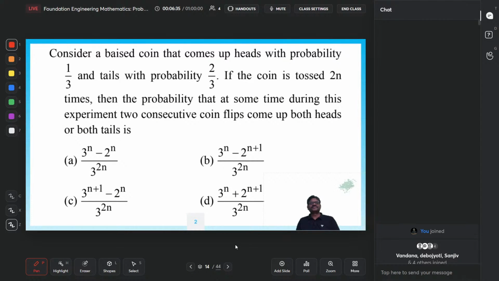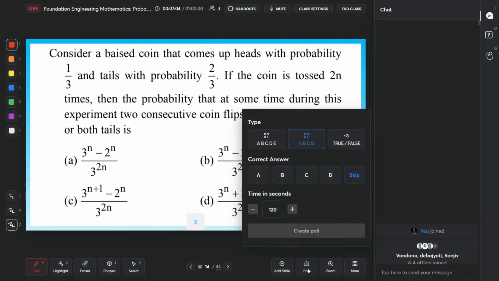Next problem. Consider a biased coin. A biased coin comes up heads with probability 1 by 3, tails with probability 2 by 3. If a coin is tossed 2n times, find the probability that sometime during this experiment, 2 consecutive coin flips come up both the heads and both the tails.